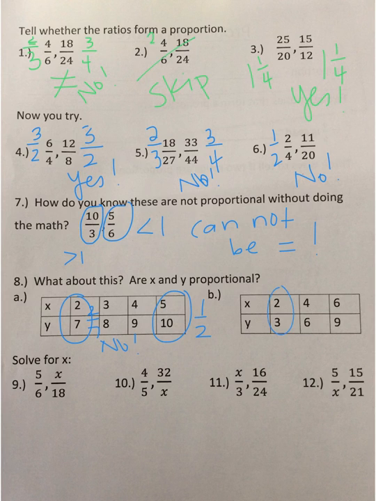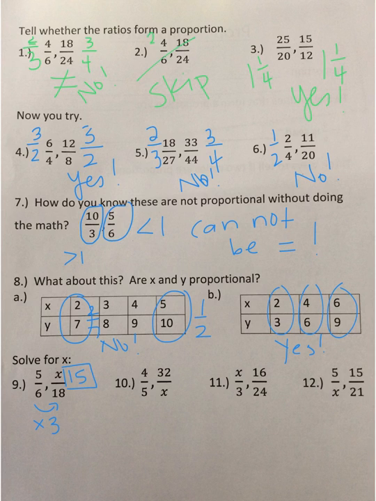2/3, 4/6, 6/9, those are all yes. 2 is to 3 as 4 is to 6. 4 is to 6 as 6 is to 9. These are all equivalent to 2/3. So this is a yes. Now we have to solve for x. Well, I know that down here I did times 3. So I have to do the same thing on top. And 5 times 3, that's 15.